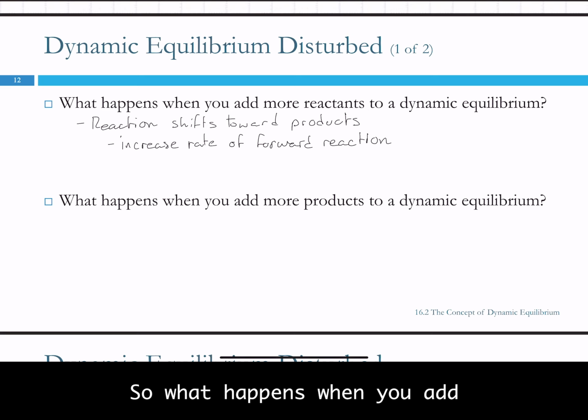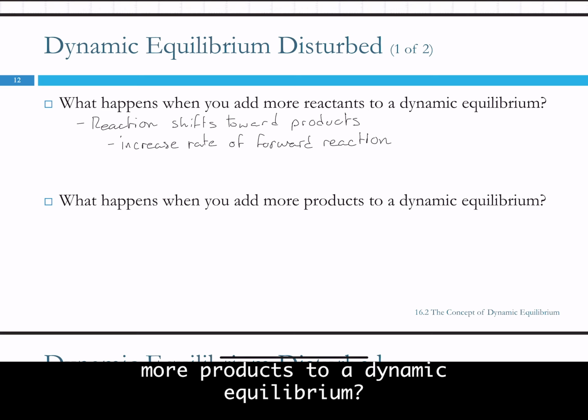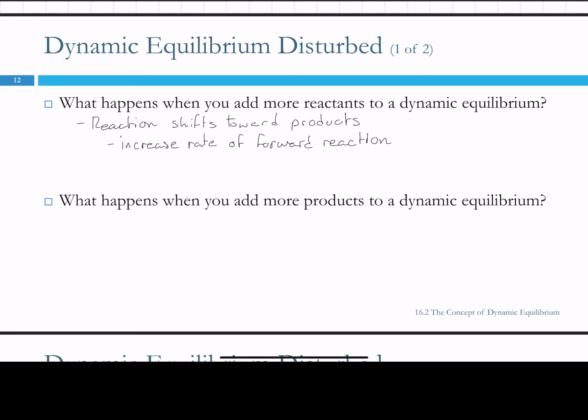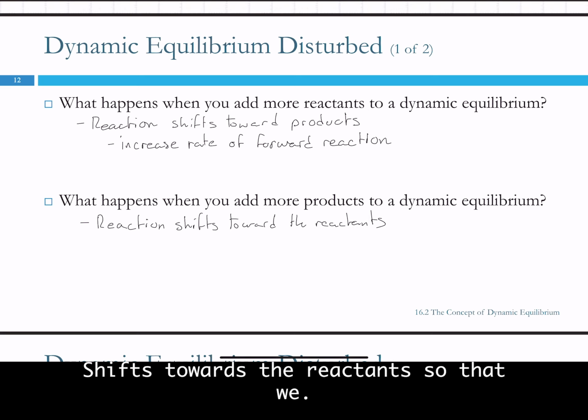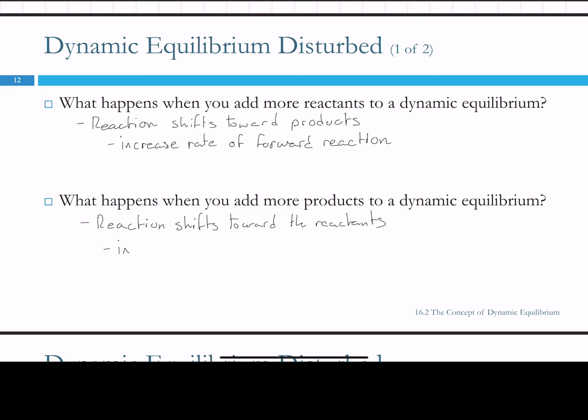So what happens when you add more products to a dynamic equilibrium? Yeah, the reaction shifts towards the reactants, and we say that we increase the rate of the reverse.